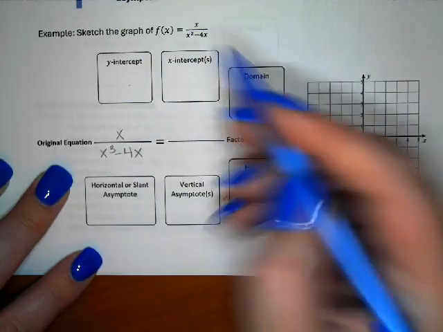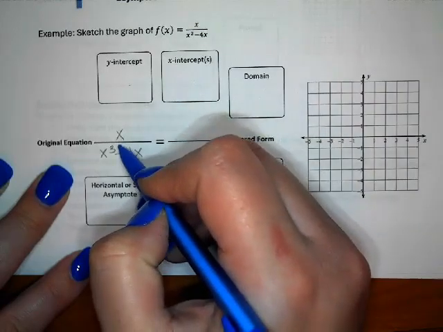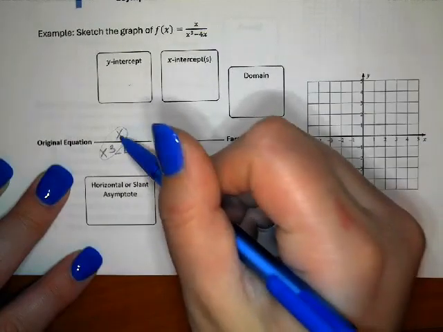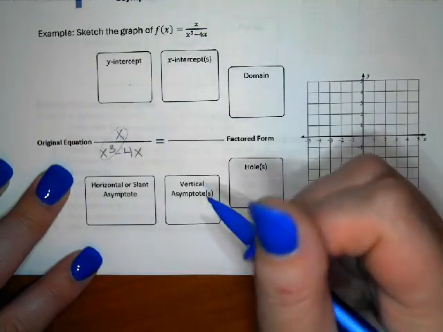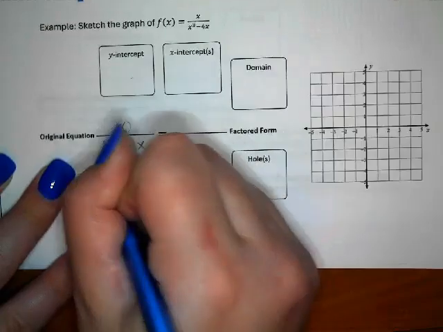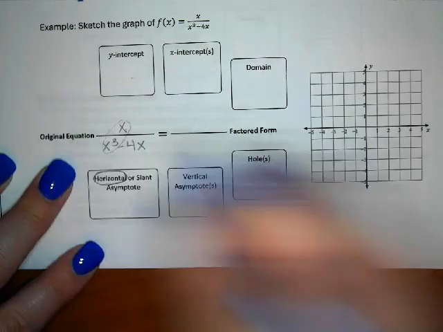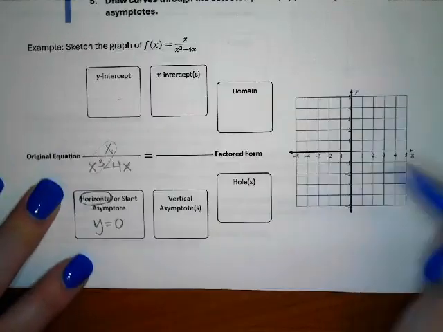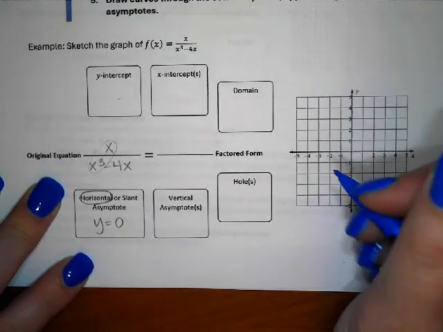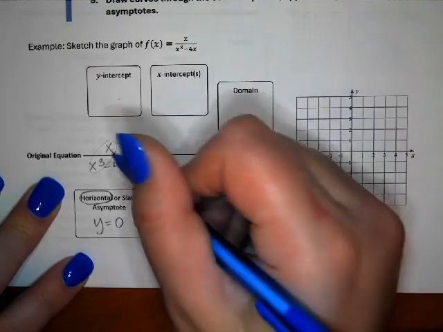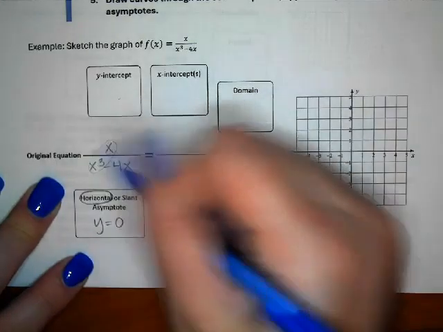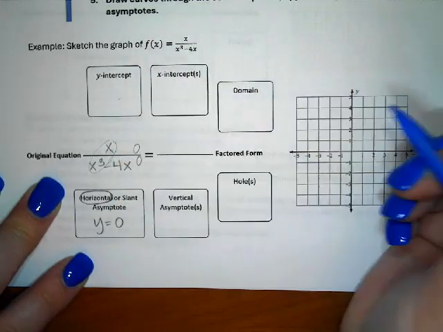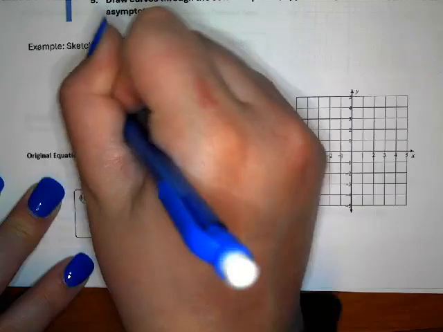So first, I'm just going to look at the degree of the numerator and the degree of the denominator. The degree of the numerator is smaller than the degree of the denominator, and so that means that there is a horizontal asymptote, and the horizontal asymptote is y equals 0. I can also find the y-intercept. The y-intercept comes when I plug in 0 for x. So if I plug in 0 for x, I end up getting 0 on the top and 0 on the bottom. And 0 divided by 0 is undefined, and so there is no y-intercept.